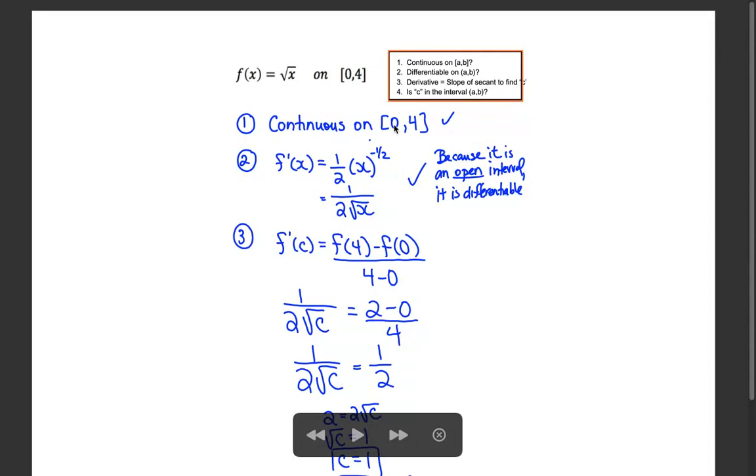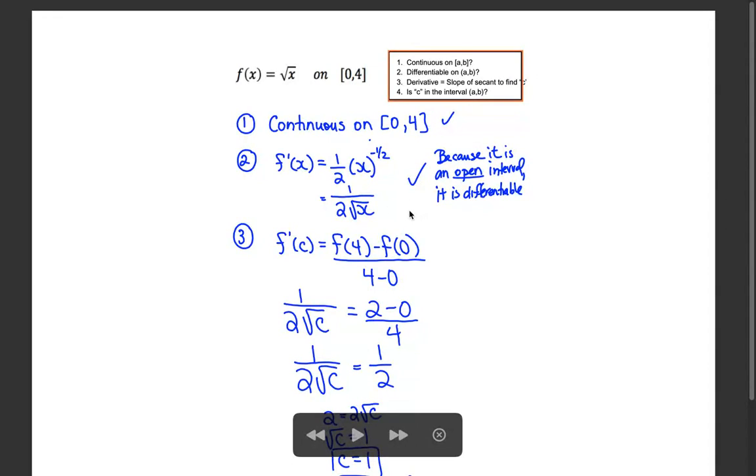However, differentiability is connected to an open interval, not a closed interval. So even though I can't use 0 in this derivative, everything above 0 I can. Because it is an open interval, it is in fact differentiable on this open interval, and I'm good to go. So it does satisfy those two conditions of the mean value theorem, because it's continuous on the closed interval and differentiable on the open interval. 0 is not included in the open interval requirement for the mean value theorem.